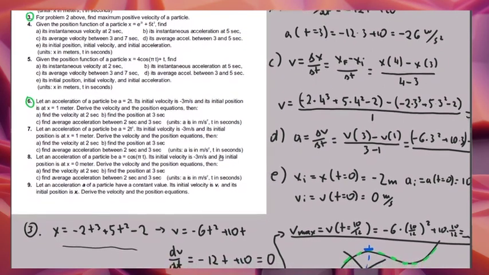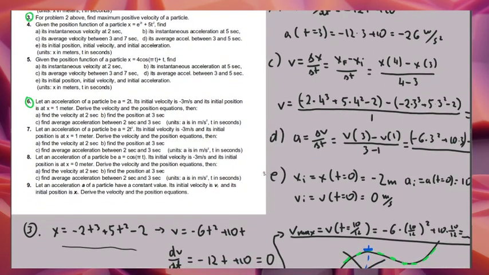I should do number 6 as well because I have it there. Let me clean up the board.